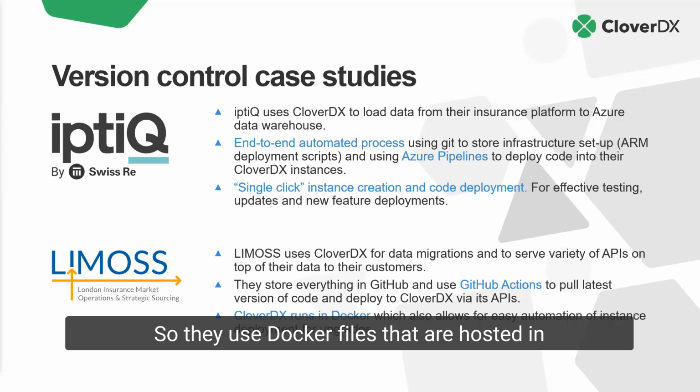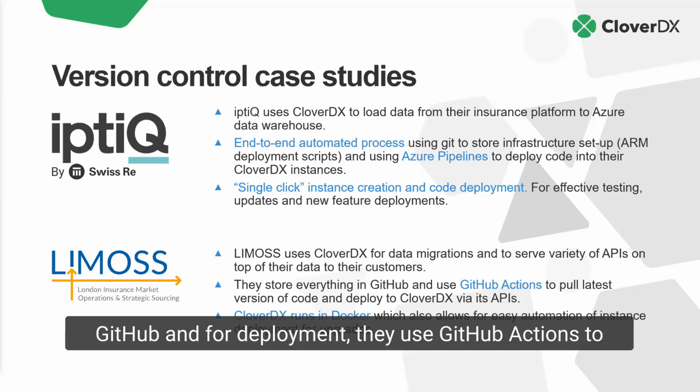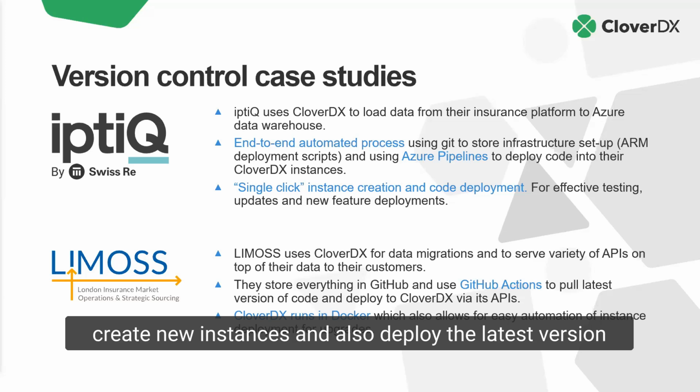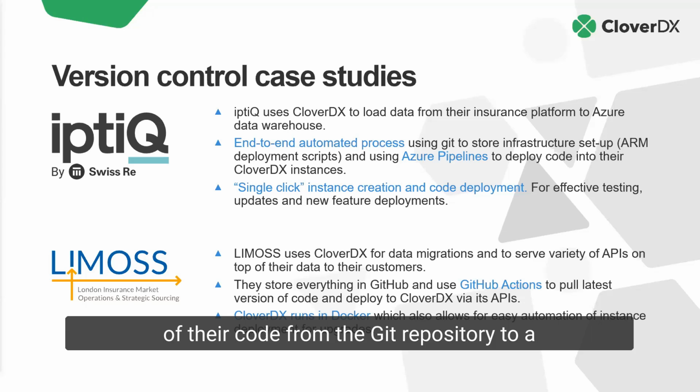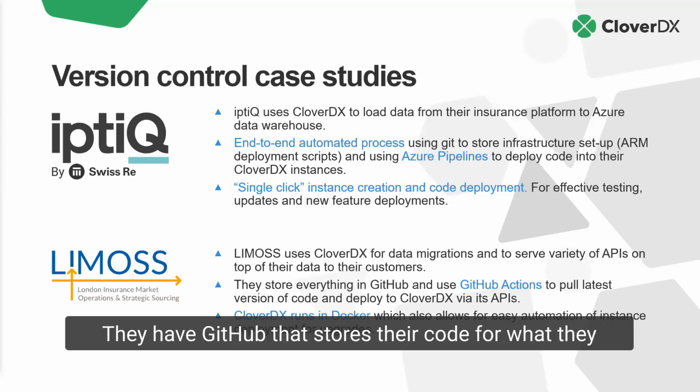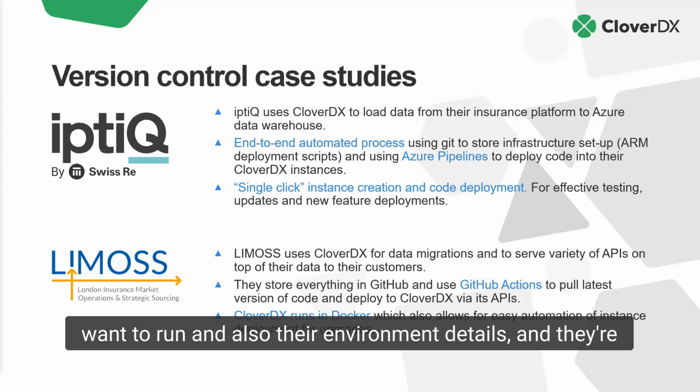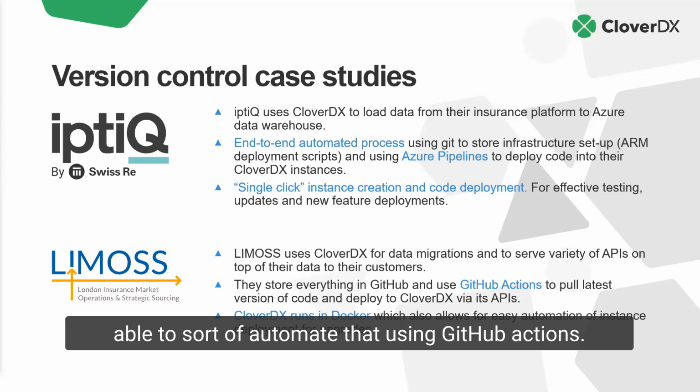So they use Docker files that are hosted in GitHub. And for deployment, they use GitHub Actions to create new instances and also deploy the latest version of their code from the Git repository to a newly created CloverDX server instance. So very similar in what they do, right? They have GitHub that stores their code for what they want to run and also their environment details. And they're able to sort of automate that using GitHub Actions.